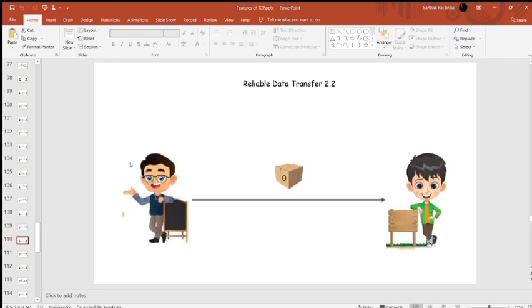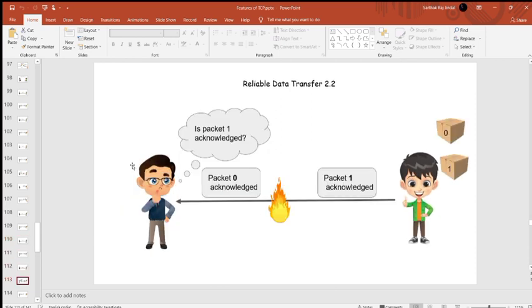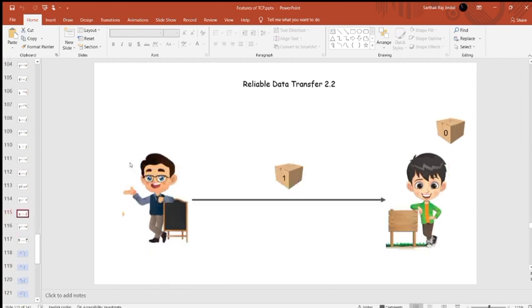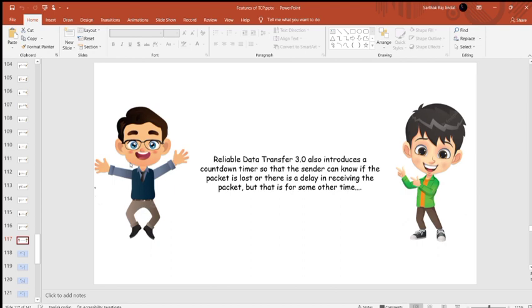Let's see if some other kind of unreliability is introduced in the medium. What happens? The exchange of packet 0 happens. Now the sender sends packet 1. The receiver sends the message that packet 1 is acknowledged, but due to unreliability, the sender heard that packet 0 is acknowledged. But the sender would think, I was waiting for acknowledgement of packet 1. I received acknowledgement of packet 0. That would mean that due to unreliability of the medium, something must have gone wrong in between. Therefore, it will resend packet 1, and thus the transfer of packet 1 will complete. So this is how RDT 2.2 works.